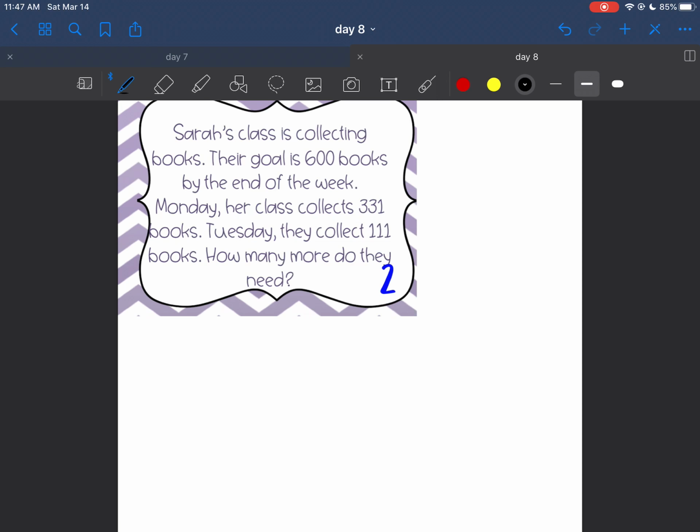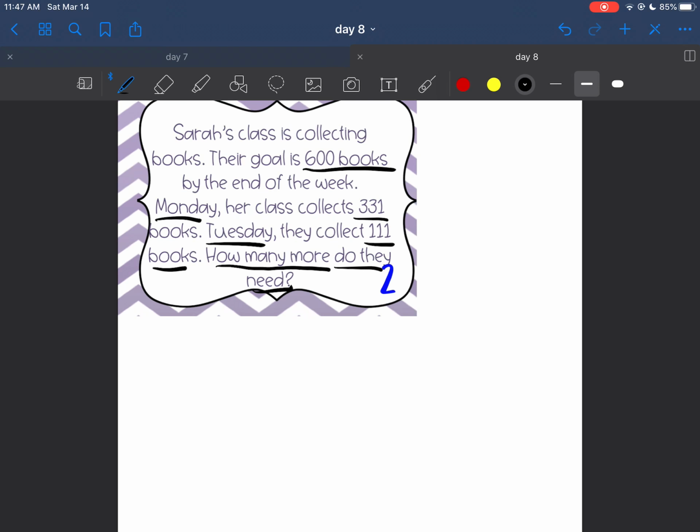Alright, the first problem. Sarah's class is collecting books. Their goal is 600 books by the end of the week. Monday, her class collects 331 books. Tuesday, they collect 111 books. How many more books do they need?